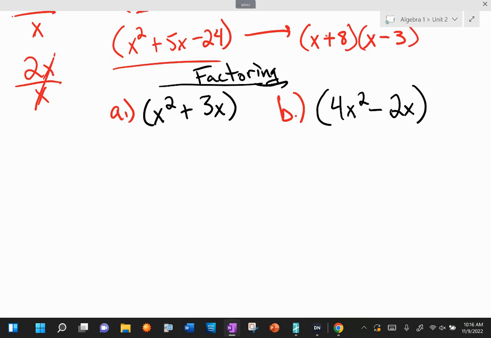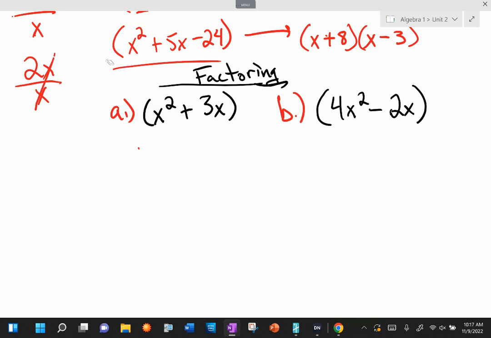All right. I'll put the solutions up here. Again, please make sure you get started on your homework after the fact. If I'm factoring letter A, each term shares what? A variable, right? They both share x. So I can pull an x out.